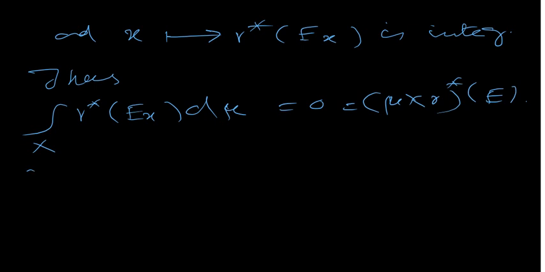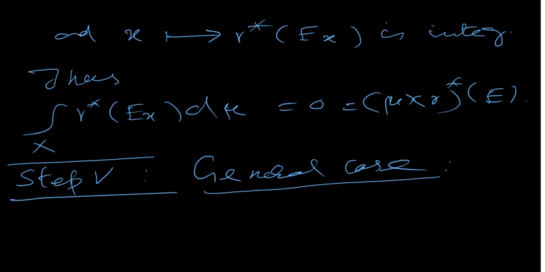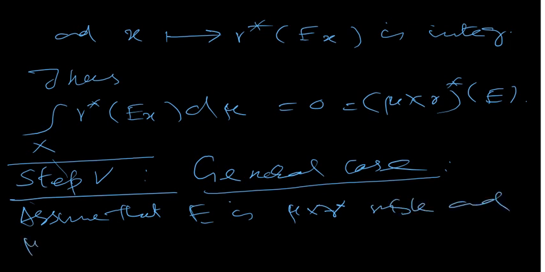Now we have a last step, the fifth step, the general step. The first four steps are the particular steps. Now in the last step we assume the general case. So E is a measurable set of finite measure. In the statement, E is mu cross nu measurable, satisfying that. So assume that E is mu cross nu measurable and its measure is finite. This is our general case actually, the case which we have to discuss now. In this case our set is measurable and its measure is finite.